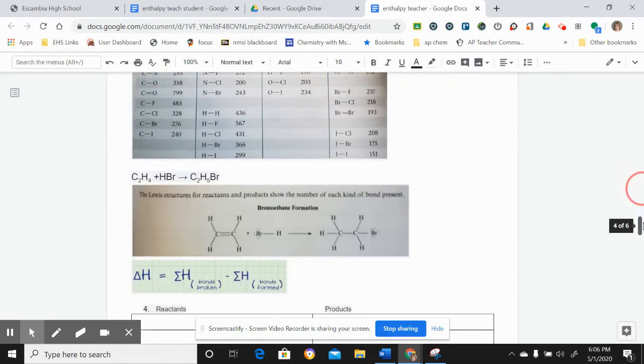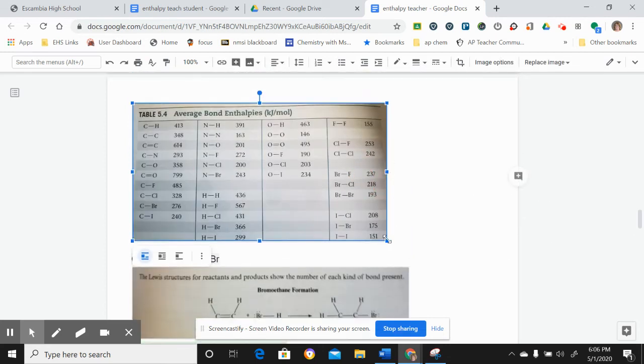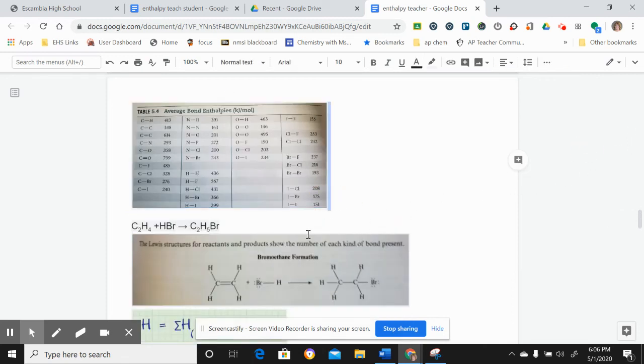Let's look at another one here. I have C2H4 reacting with HBr, forming C2H5Br. So you're going to have to draw it out. Now, if I look at that, I only have C, you have my double bond here, and I have HBr, and I have C2H5.